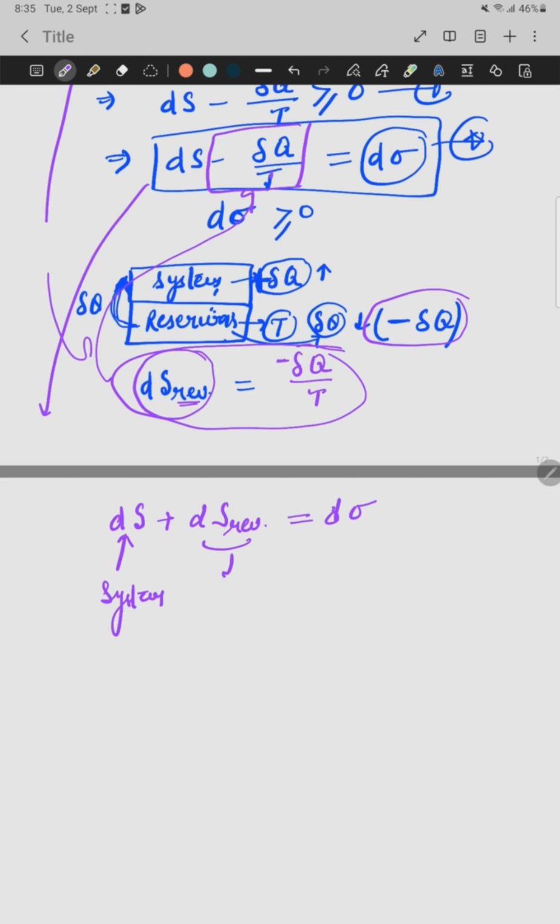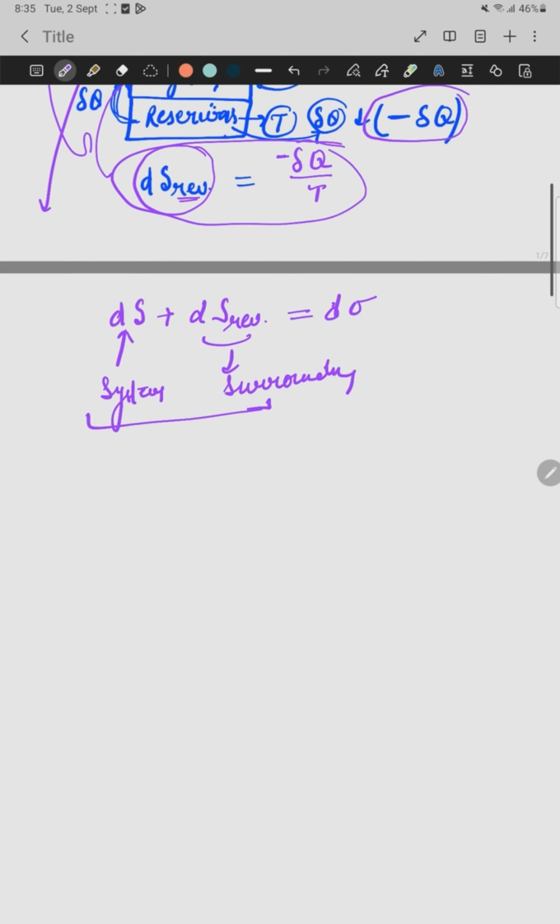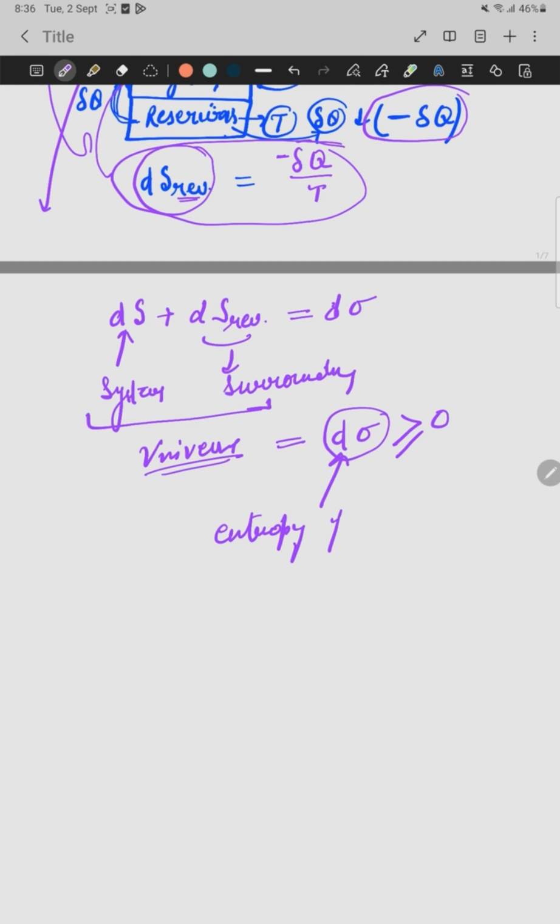So this is the entropy of the system, and this is the entropy of the surrounding, or reservoir, and the sum of these entropies is the entropy of the whole universe. So the entropy of the whole universe equals dτ, and dτ we already know is either greater than 0 or equal to 0. This is known as the entropy production of the process.